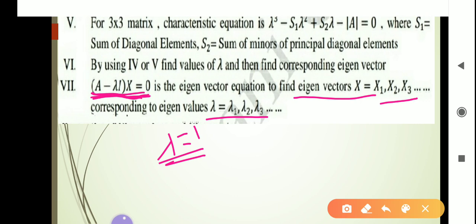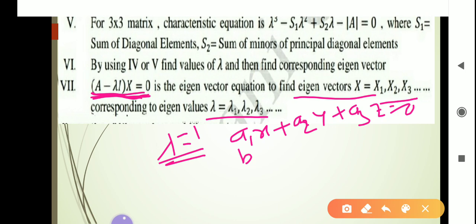consider any two distinct rows. Okay, and from those two distinct rows write down two equations. Those equations are, say, a1x plus a2y plus a3z is equal to 0. Means the first row, after putting eigenvalue lambda equal to 1, suppose the first row is a1, a2, a3, and from the first row I wrote the equation a1x plus a2y plus a3z is equal to 0. The second row is, say, b1, b2, b3. So from that I wrote the equation b1x plus b2y plus b3z is equal to 0.